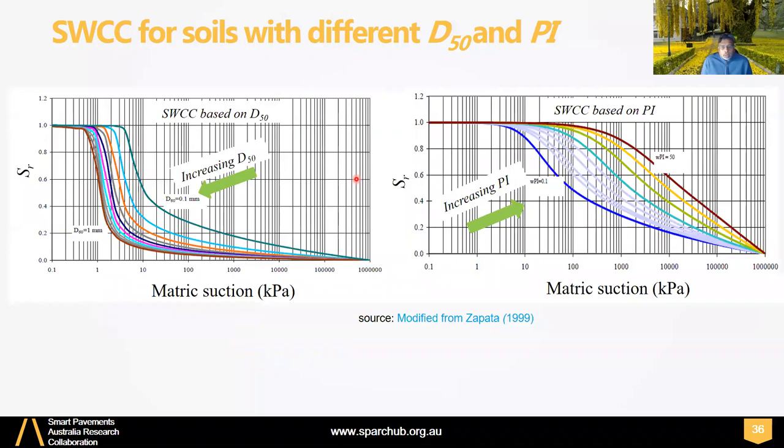Then this is from the MPDG guide also, but Zapata is the reference. The US design guide has this kind of curves. They are plotting degree of saturation, or DOS, against matrix suction. These are for sandy soils, so UGMs, and they are characterized by D60, the 60% passing diameter, with particle sizes changing. When particle size becomes very small, clay-like, they use this WPI. W is the percentage fines, less than 400 microns, times the PI, the plasticity index. Together, this number is calculated. When the number is increasing, you get more clay-like behavior. So the SWRC becomes pretty flatter.